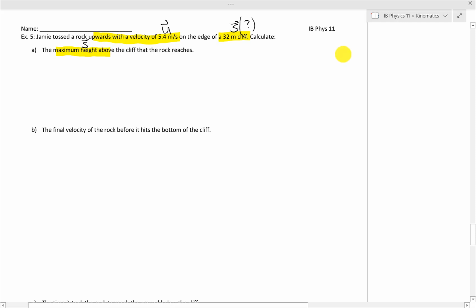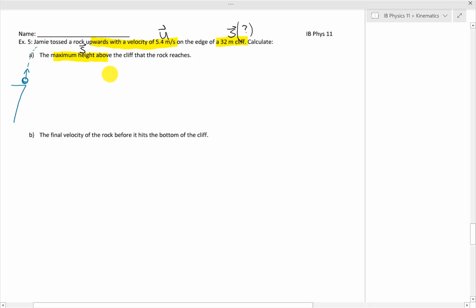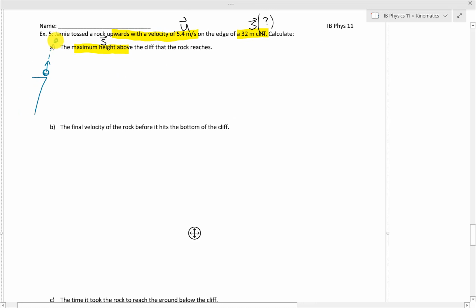Here we have, I'm going to draw it over here in case I need more space later. Okay, I'm not going to draw Jamie. I'm sorry, Jamie. I don't really care about you. I care about this rock here. The rock is going up, and it's going to reach some maximum height, and it's going to come back down, and we don't know where it's going to land yet, but we do want this maximum height at the top here.